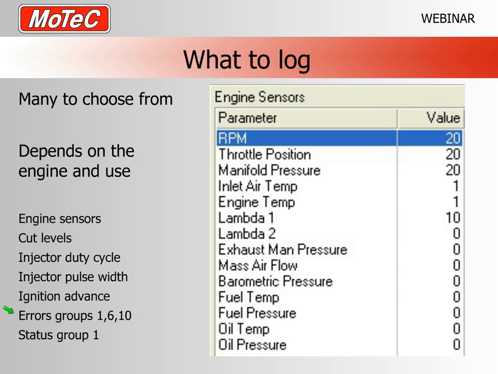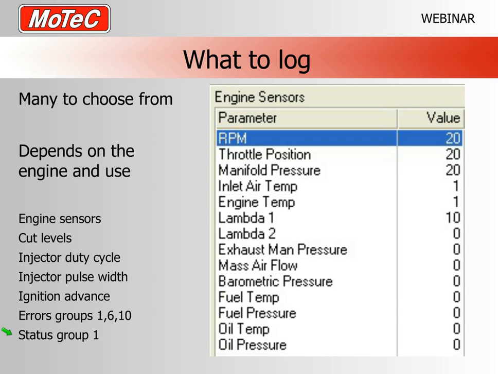That's the common engine sensors, ref sync sensors, things like that. And status groups, this is things like logging on and off, anti-lag on and off, things that are switched. One of the particular status groups that's useful is status group 1, and in that is ref sync synchronized.